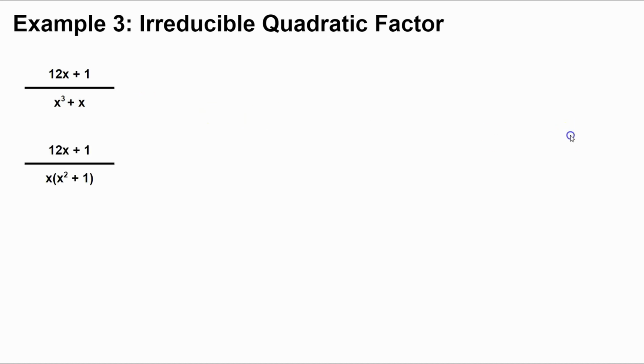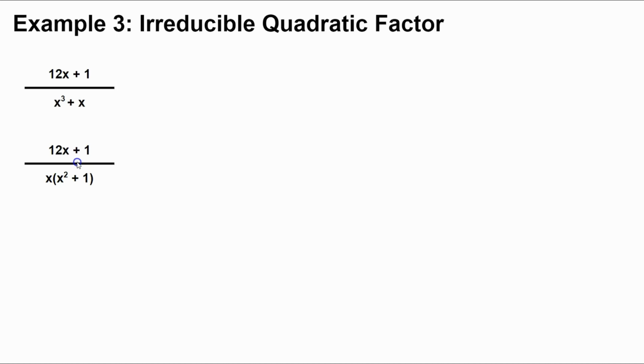Simplify the denominator into x times x squared plus 1. And x squared plus 1, no matter what you do, you can't simplify that. So we don't have a linear factor in this case, but we do have a quadratic factor. So how are we going to split this up when we have a quadratic factor?